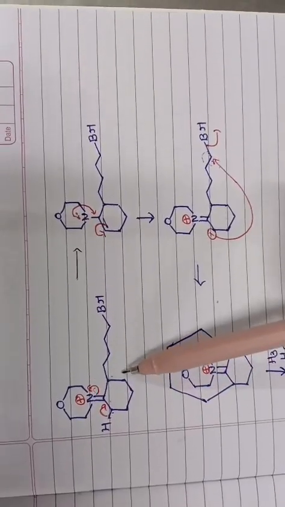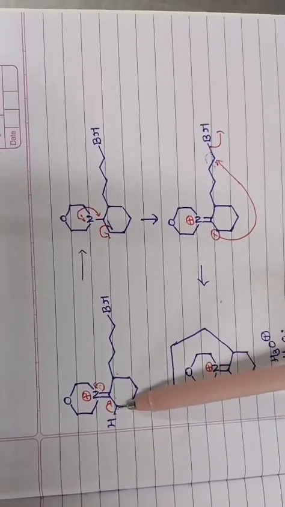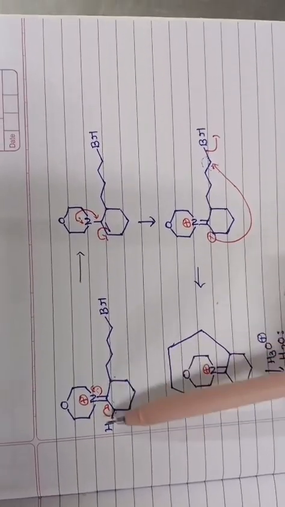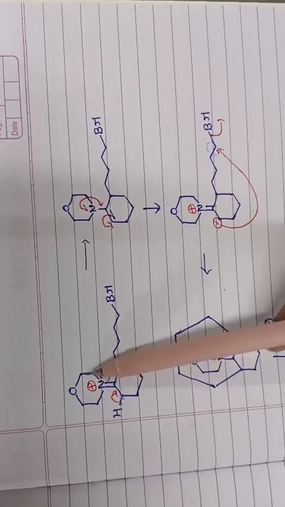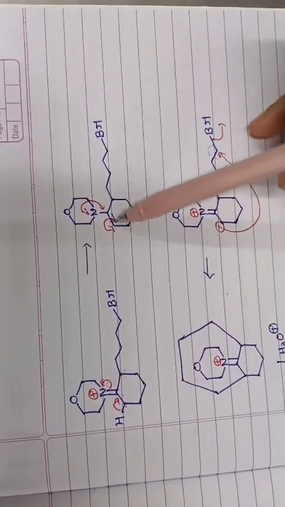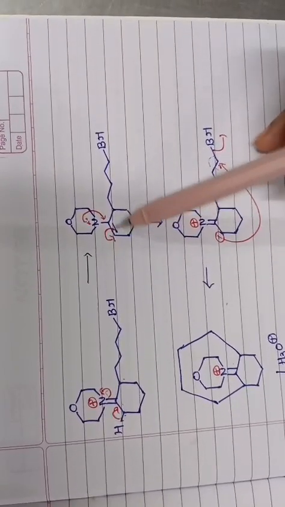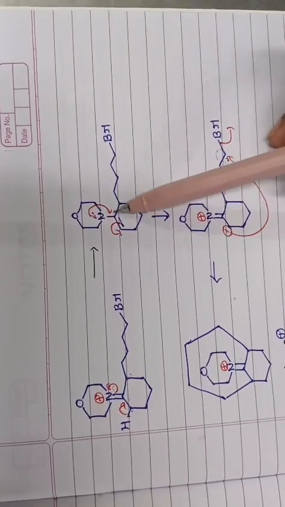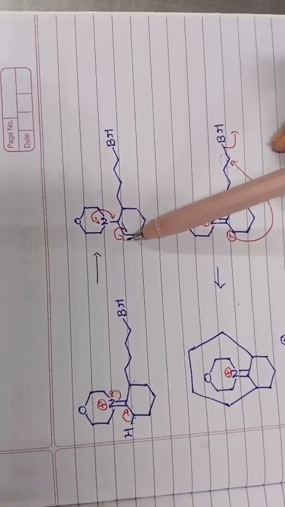Now we have two possibilities. We have an alpha hydrogen over here and an alpha hydrogen over here also, but due to steric hindrance we cannot abstract this proton. So this proton donates its electron and this nitrogen withdraws its electron. Now, since the hydrogen donated the electron, we have formed a double bond over here. Now nitrogen donates its lone pair again to the carbon and the double bond converts into a negative charge.